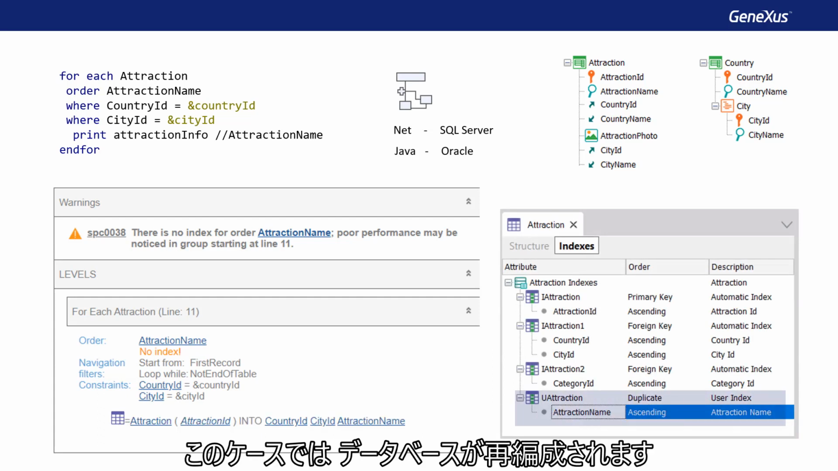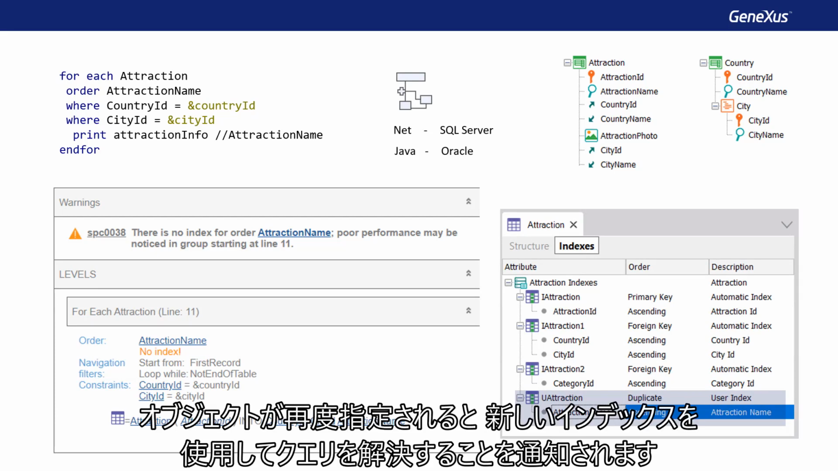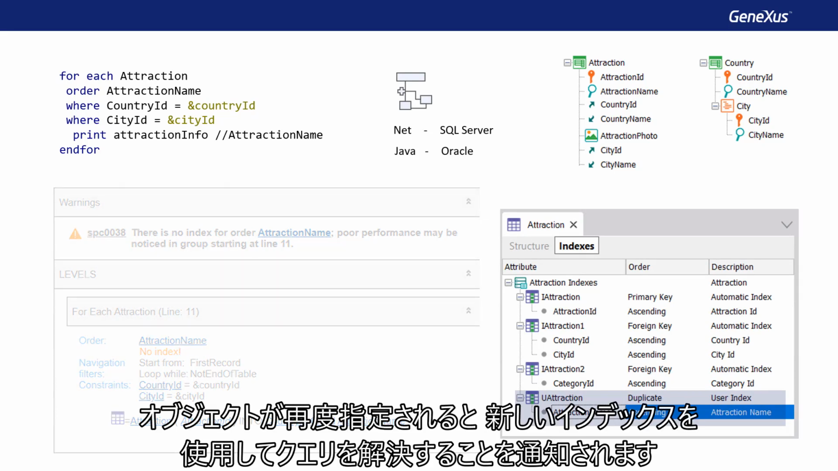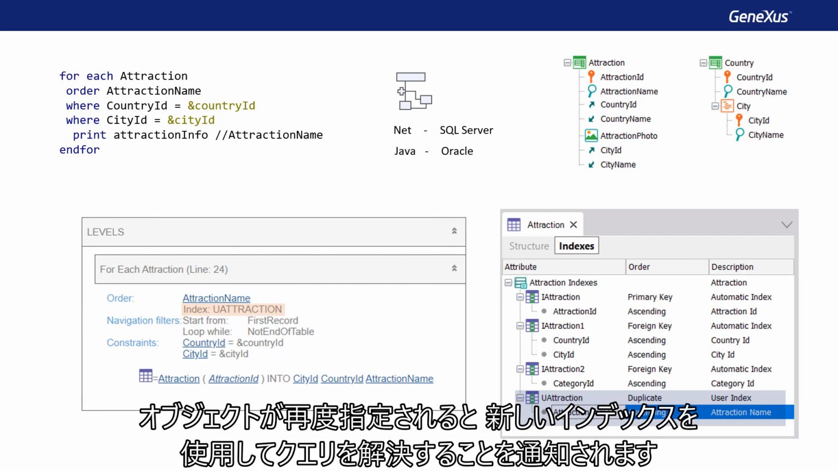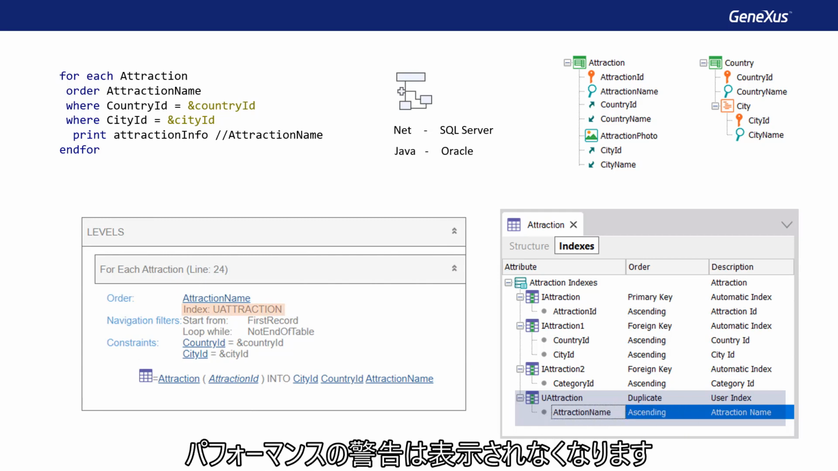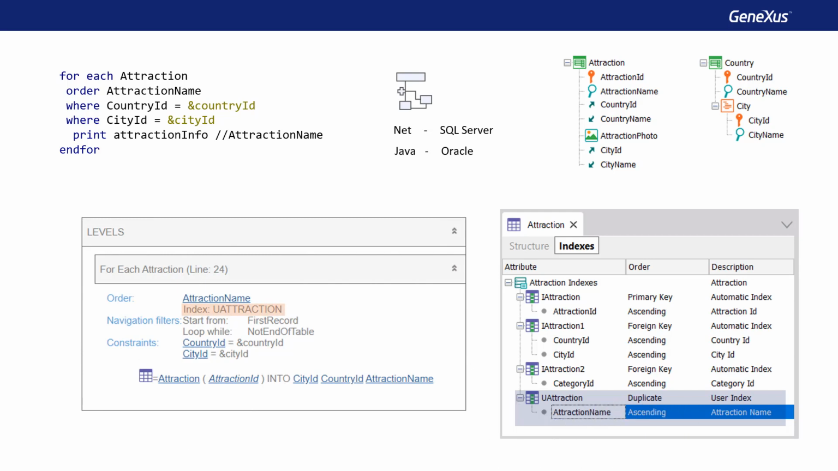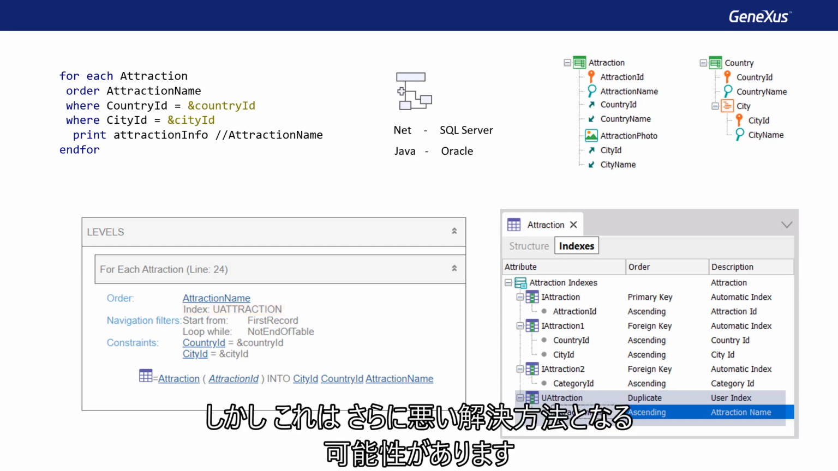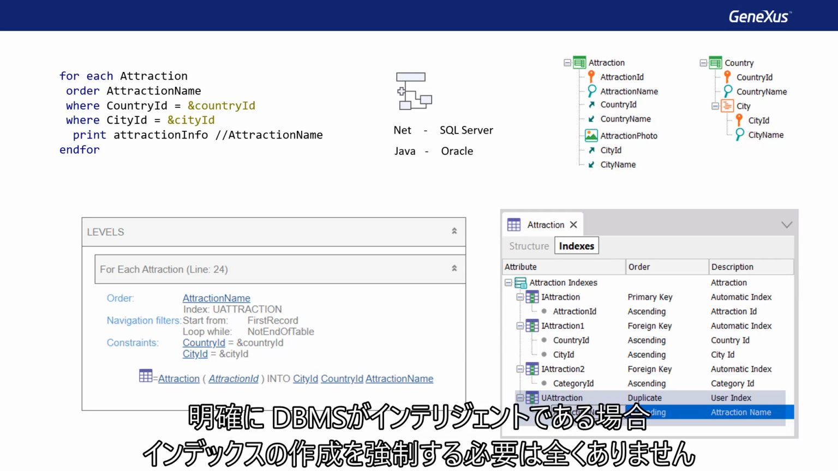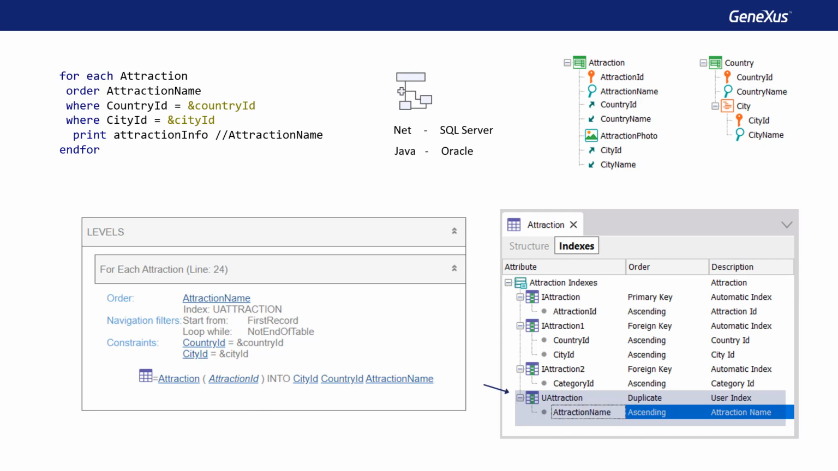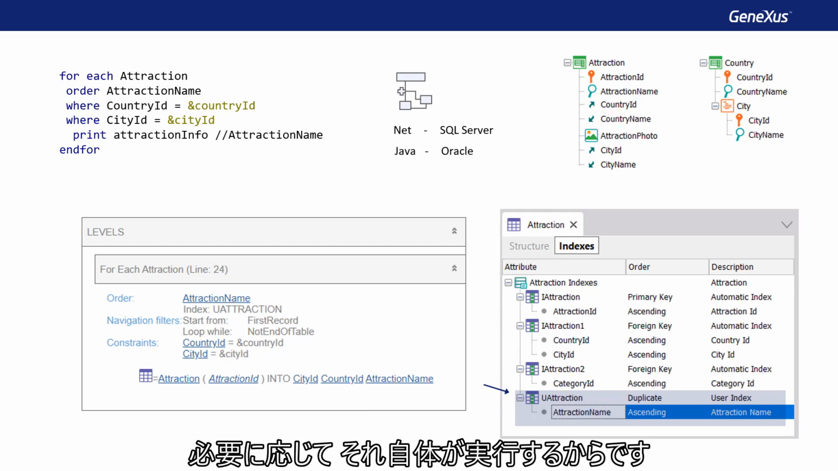In that case, the database will be reorganized, and when the object is specified again, GeneXus will inform us that it'll use the new index to solve the query, and the performance warning will no longer be shown. However, this can be a much worse solution. Precisely, if the DBMS is intelligent, it will not need to be forced to create an index at all. It'll do it itself if necessary.